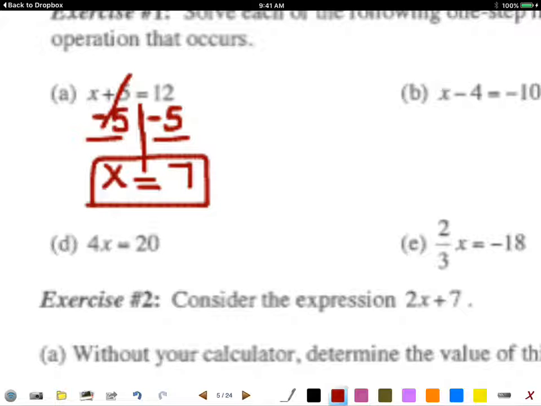X is 7. And if you want to check yourself, you take your 7 and you substitute it in up here, which is what you were doing yesterday in your homework, where you were given a solution and you were supposed to check and see if it was a correct solution. So if you plug 7 in back up there, 7 plus 5 is 12, so you know you did it right. Okay?